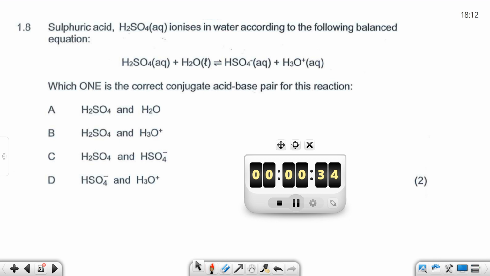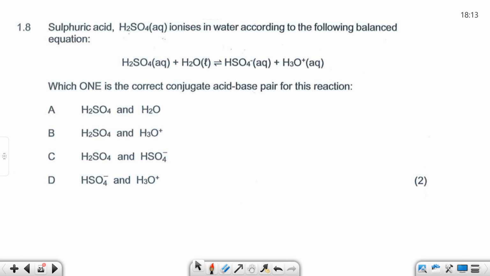Remember, when an acid donates a proton, it becomes a conjugate base. I want more options. Nilufa says C as well. I want one more. When an acid loses a proton, it becomes a conjugate base. And when a base accepts a proton, it becomes a conjugate acid. All right, and that's it.